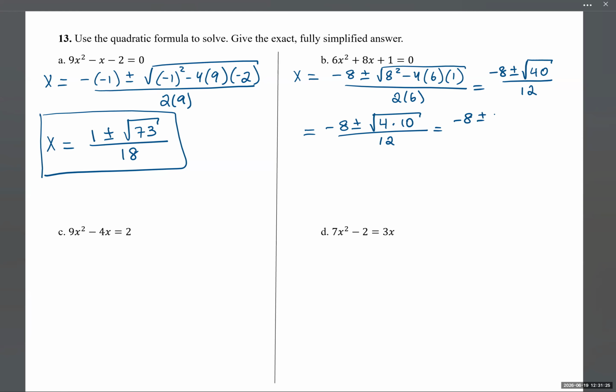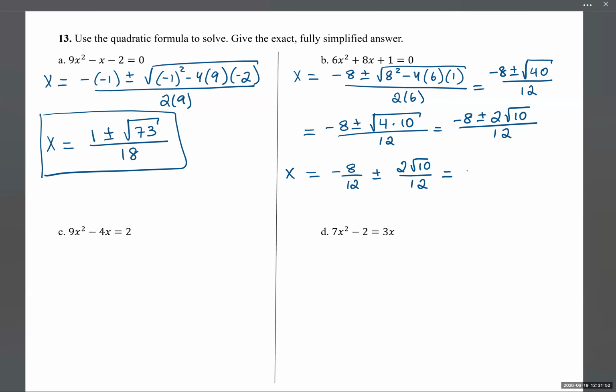Square root of 4 is 2. Square root of 10 stays under the radical. Now, to further simplify this fraction, you can do a couple of things. You can factor the greatest common factor on the top and then reduce it with a 12, or you can split it into two fractions. So -8 divided by 12 plus or minus 2 square roots of 10 divided by 12.